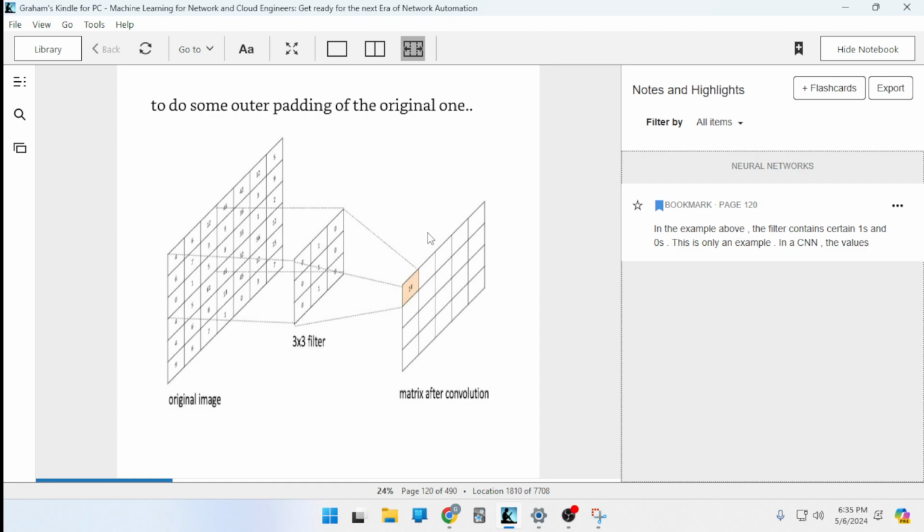3x3 filter, kernel. This small matrix slides over the original image matrix. The filter is used to extract specific features from the image, such as edges, corners, or other textures. The size of the filter, 3x3 in this case, is a design choice that affects how broadly features are sampled from the original image. Matrix after convolution. This is the output matrix resulting from the convolution process. Each element in this matrix is calculated by applying the filter to the original image, a process detailed below.